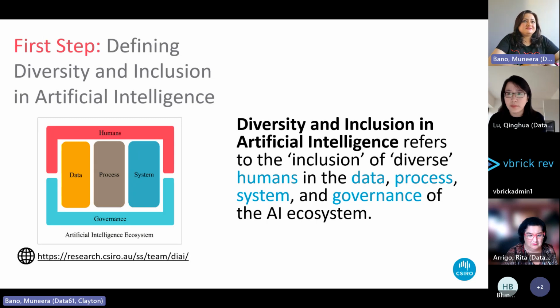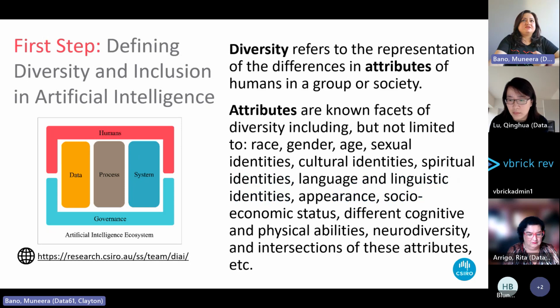So over here, you can see that there are 5 pillars within the AI ecosystem, and diversity and inclusion in AI refers to the inclusion of diverse humans in all these 5 pillars: data, process, system, and governance. The AI ecosystem is the context where any particular AI system is going to be implemented, and all these 5 components need to be addressed. So diversity here is the representation of the differences in attributes of the humans in any group or society. These attributes are the known facets. We call them protected attributes.